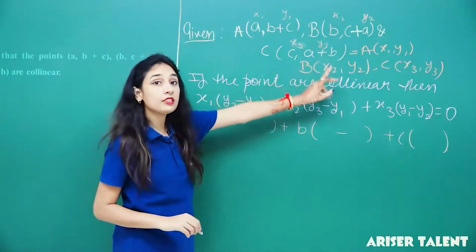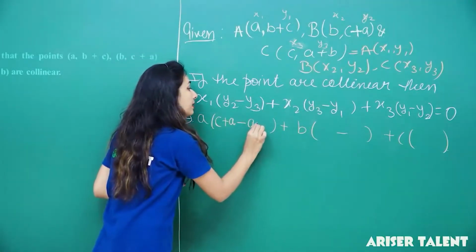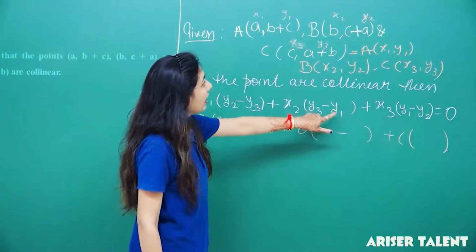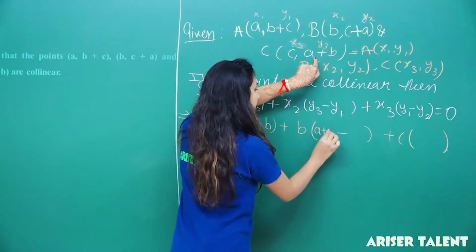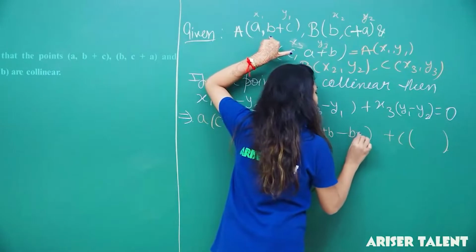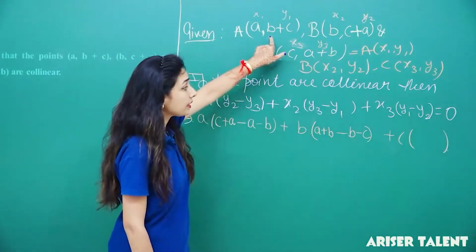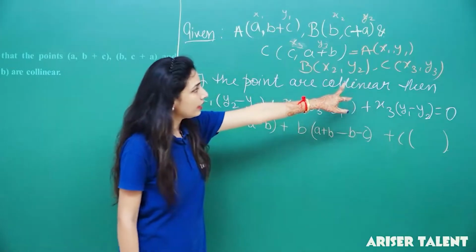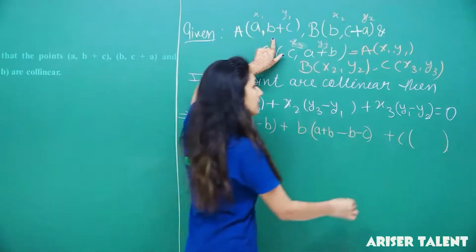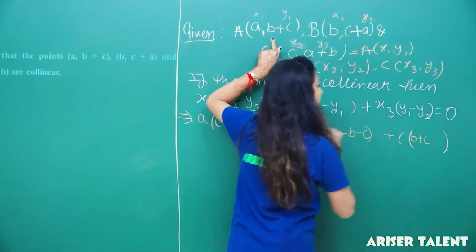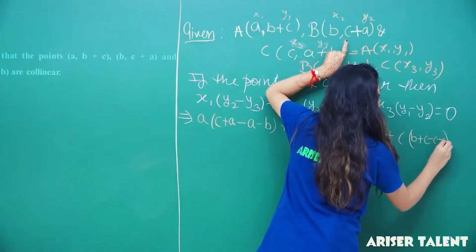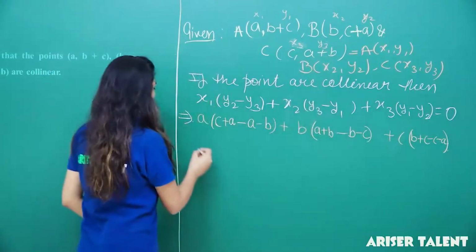Now, minus of A plus B is minus A minus B. Now, B, okay, X2. Now, Y3 and Y1. So, Y3 as it is A plus B and now Y1. So, Y1 is B plus C. So, here it will become, because of minus, minus B, minus C. Now, X3, it is C here. Now, Y1 minus Y2. So, Y1 is B plus C and minus of Y2, minus C minus A, okay.